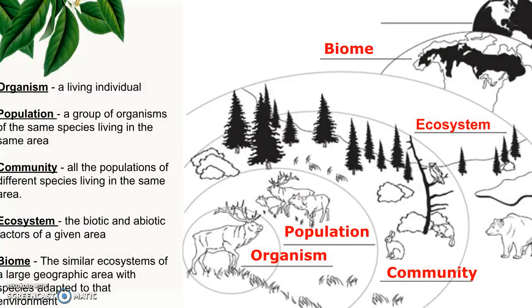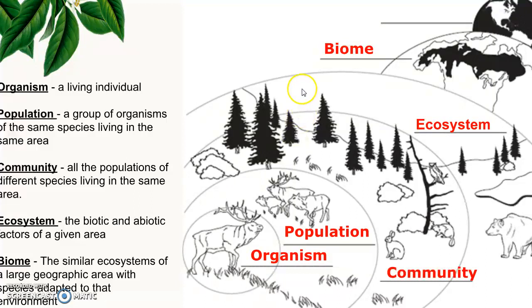We have biomes. Biomes are a group of similar ecosystems in a large area. And so in those areas, they have the same types of plants, the same types of animals, same abiotic factors like weather, temperature, type of water. So that's called your biome.